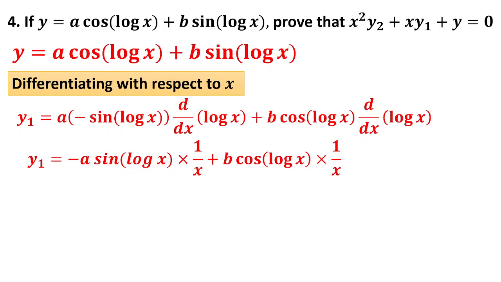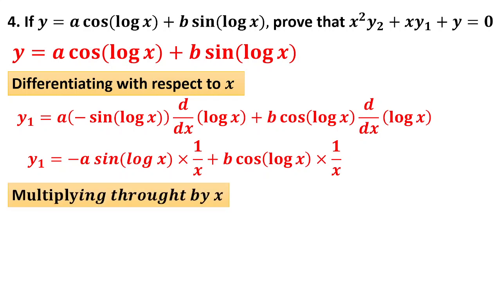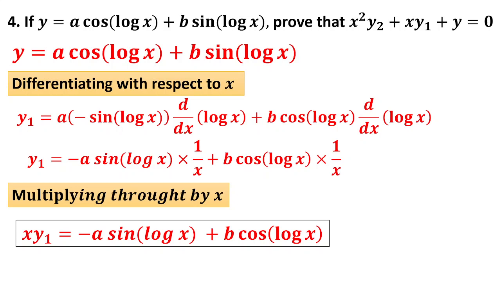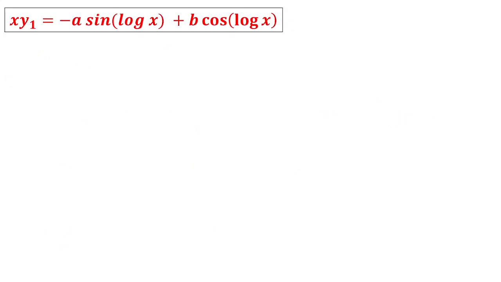Now I already told you that whenever you are having log x like that, you have to cross multiply it, that is, multiply throughout by x. You will get x y1 is equal to minus a sin of log x plus b cos of log x. Again, let us take this and then continue with that.